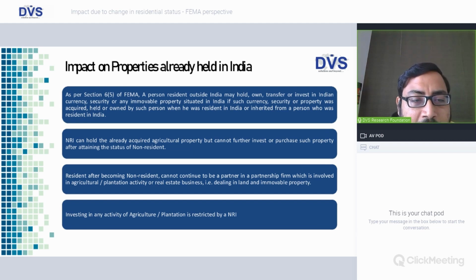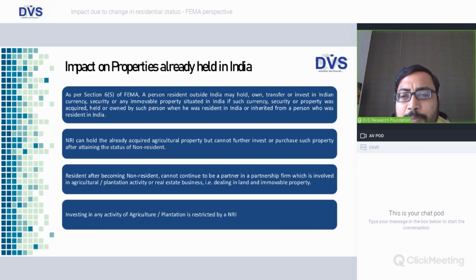And then the NRI can hold the already acquired agricultural property but cannot further invest or purchase such property after attaining the status of a non-resident. And a resident, after becoming non-resident, cannot continue to be a partner in a partnership firm which is involved in agricultural plantation activity or a real estate business. And investing in any activity of agricultural or plantation is restricted for an NRI.